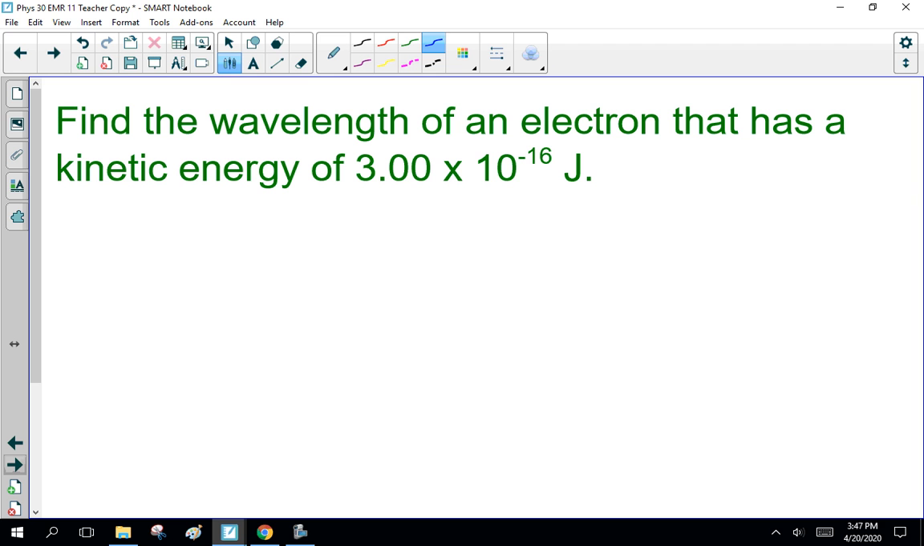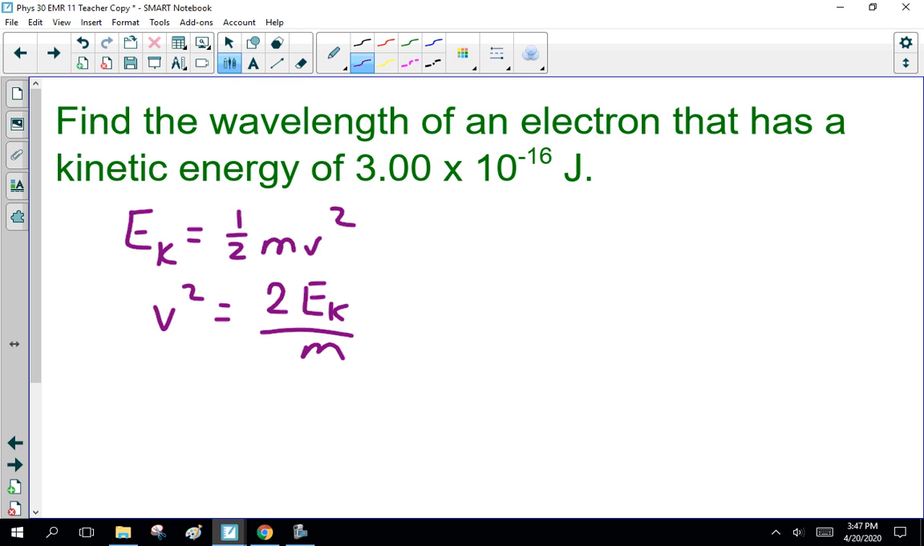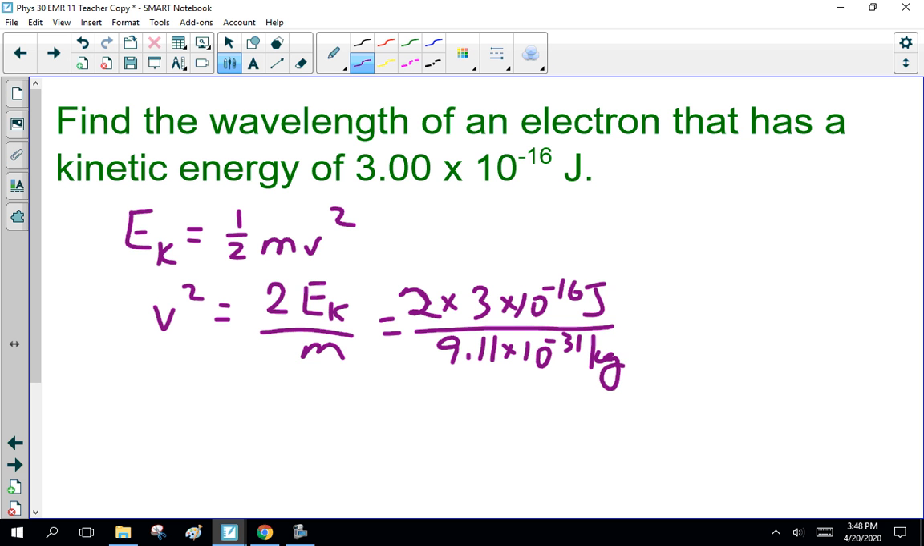So, last question, and seriously, this is it. Find the wavelength of an electron that has a kinetic energy of 3 times 10 to the minus 16 joules. Well, E sub k is 1/2 mv squared. So v squared equals 2 E sub k over m. 2 times 3 times 10 to the minus 16 of a joule over 9.11 times 10 to the minus 31 of a kilogram. Velocity is 2.57 times 10 to the 7 meters a second.